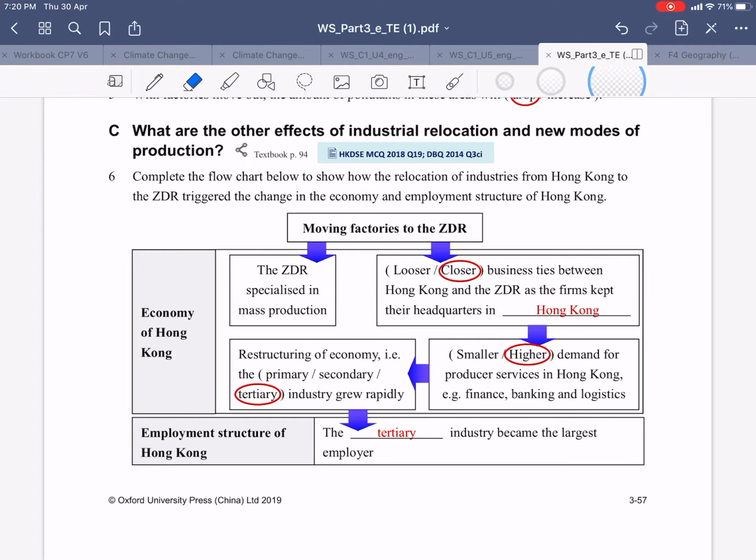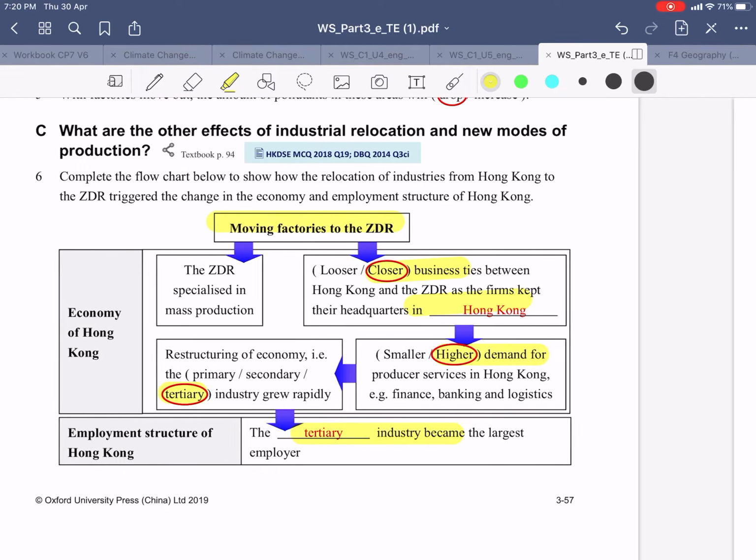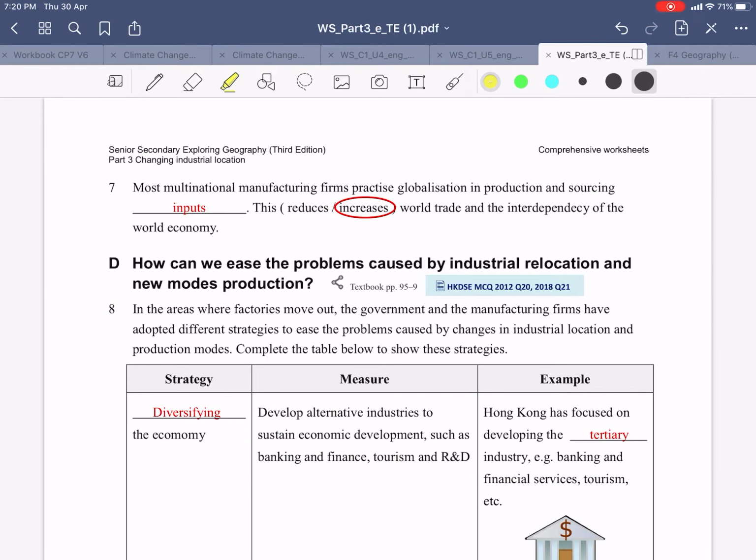But where does the industry move to? It mostly moved to the Zhujiang Delta. Why? Because of closer business ties between the headquarters and the Zhujiang Delta, and restructuring of industry, higher demand, and then the tertiary industry became the largest employer and substituted the industry of Hong Kong.